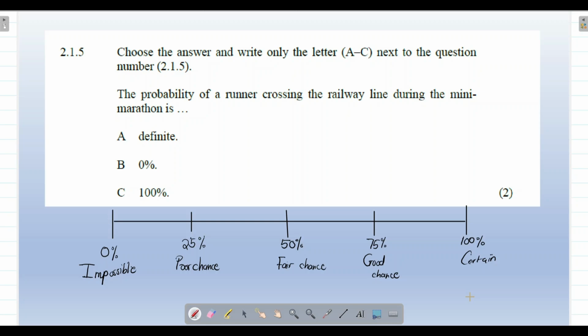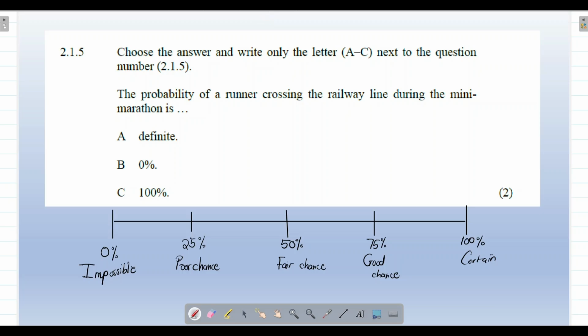But this is just extra information that you can always have at the back of your head when you're looking at questions like this, right? So now let's go back to the question. The probability of a runner crossing the railway line during the mini marathon is what? Is it a definite chance, meaning 100% chance? Is it a 0% chance, which is impossible? Is it a 100% chance, which is still definite? So what is it? Is it A, B, or C?